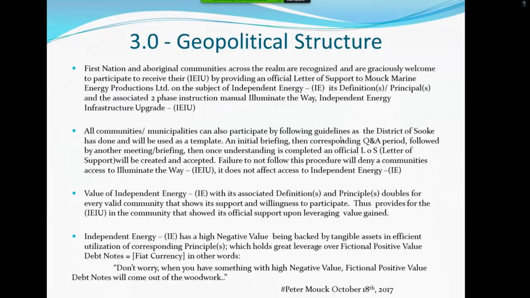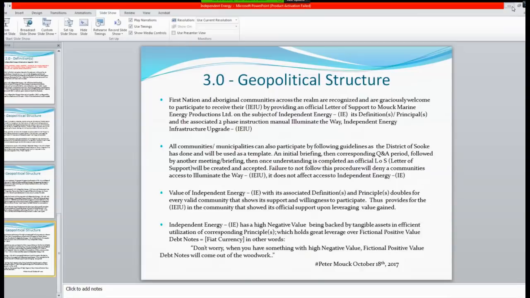Okay, so First Nation Aboriginal communities across the realm are recognized and are graciously welcome to participate and receive their independent energy infrastructure upgrade by providing an official letter of support to Milk Marine Energy Productions Limited on the subject of independent energy. Here is what the letter of support looks like.